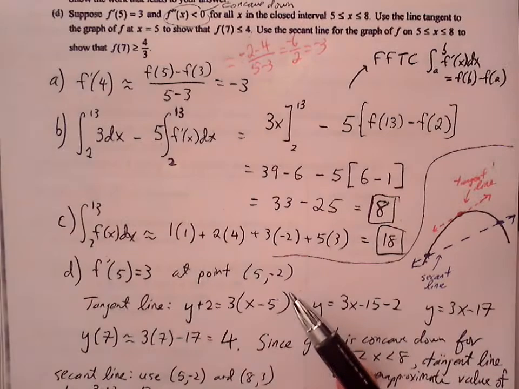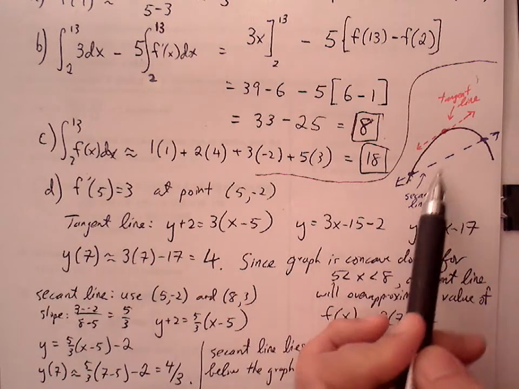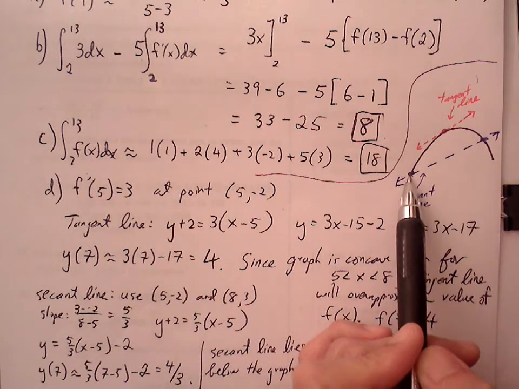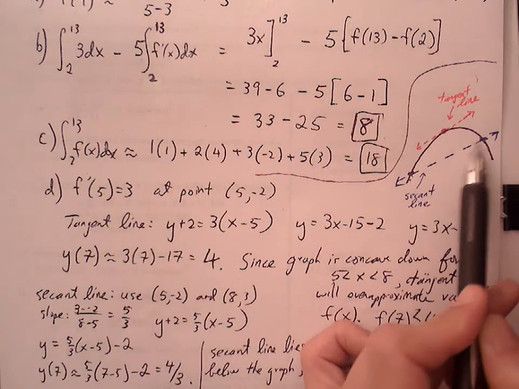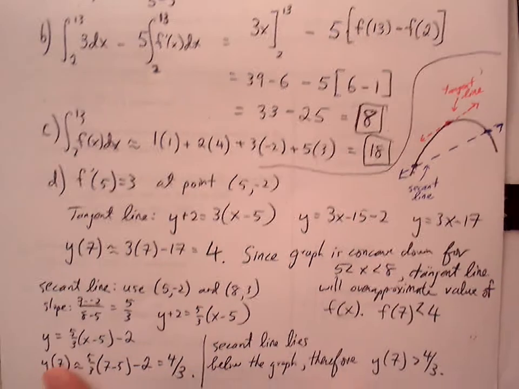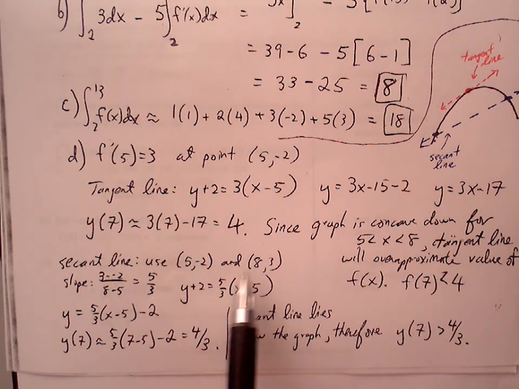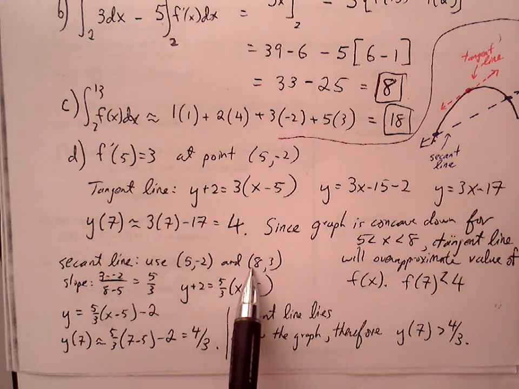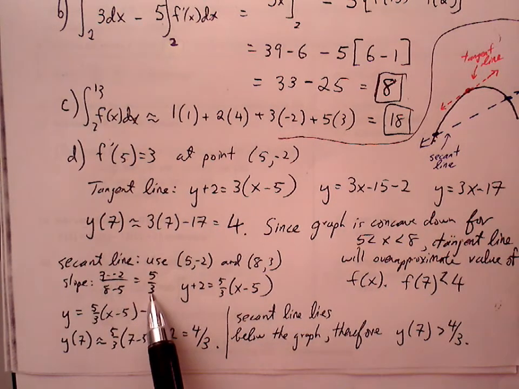Okay, the next part is use the secant line. So if I want to find the equation of the secant line, I have to find the slope of the secant line and then put it into point slope form. So to find the slope of the secant line, I'm going to take these two ordered pairs and do change in y over change in x. That will tell me the steepness of this line. So I'm going to use 5, -2, and 8, 3. Those are the 2 points that connect the secant line. So change in y over change in x, so 3 minus -2 divided by 8 minus 5, which is going to be 5/3. So that's my slope.